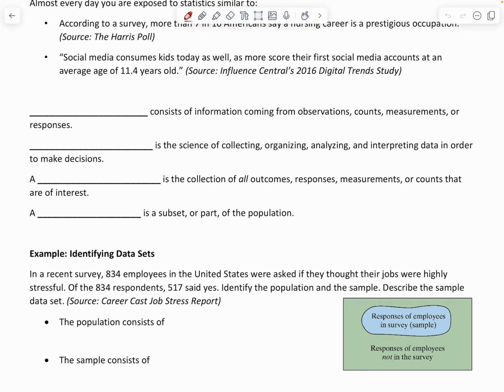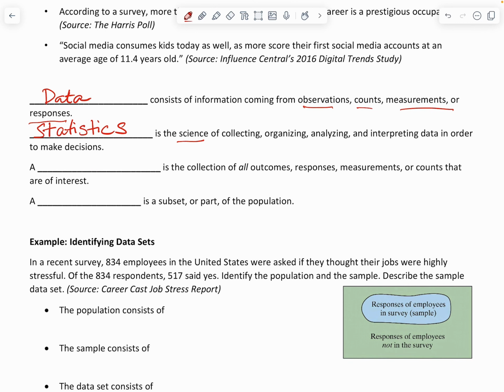First definition is data. Data consists of information coming from observations, counts, measurements, or responses. So any information that is gathered. The next one is statistics itself. Statistics is actually the science of collecting, organizing, analyzing, and interpreting data in order to make decisions. And that's the part that's going to come in future chapters, is we're going to tie this all to how do we make decisions based on that data. How reliable is the data, and how reliable then are our results.